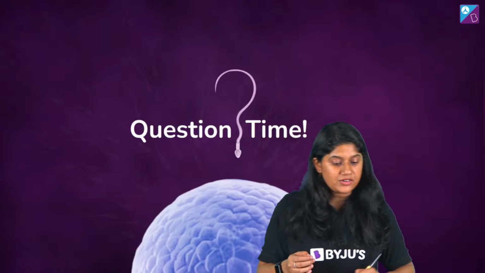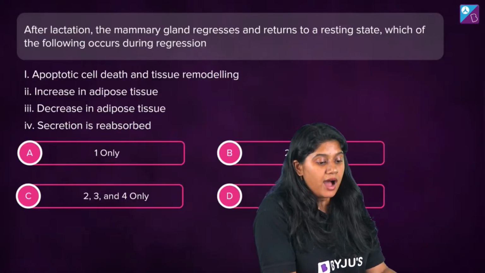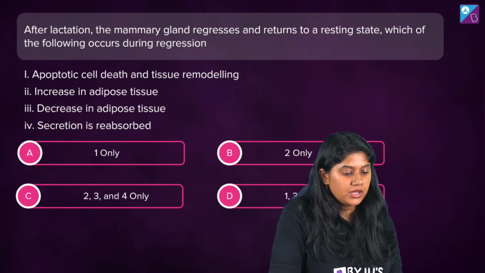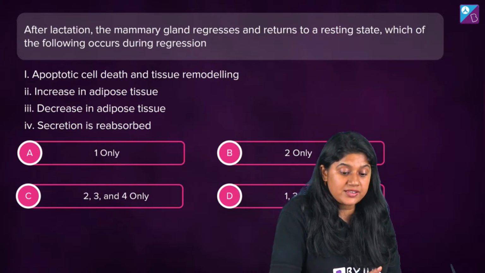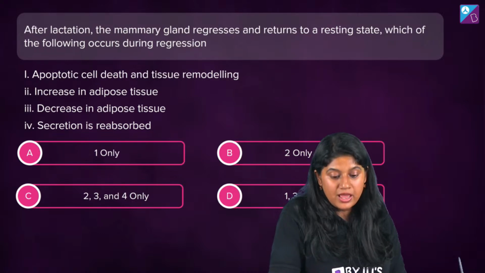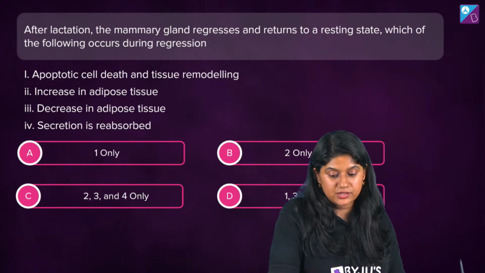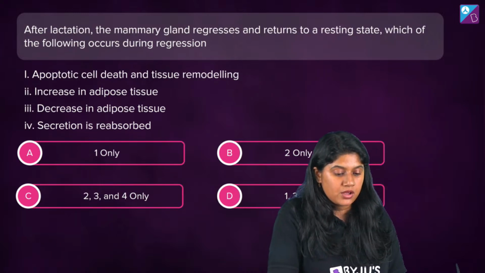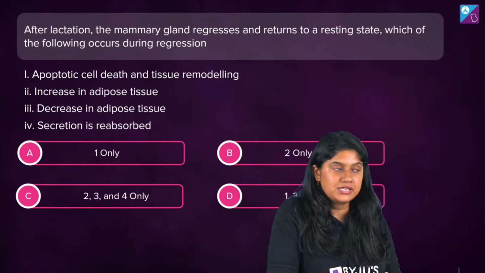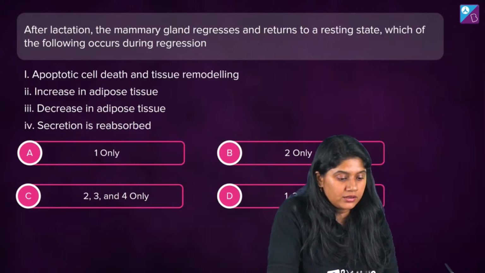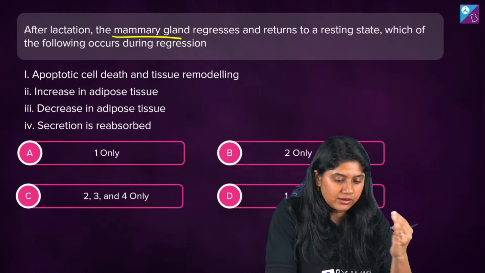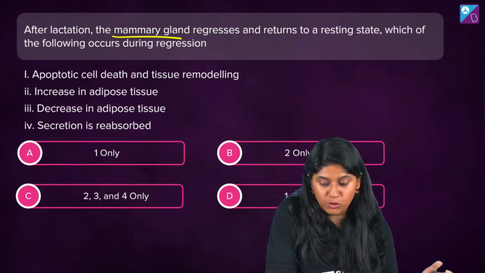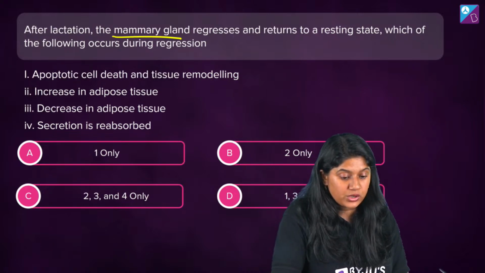Now everyone, here I have a very interesting question for you. After the lactation, the mammary glands regress and of course return to the resting state. Which of the following occurs during the regression? So once the lactation is done, the feeding is done, we will see that the mammary glands will return back to the resting state. Which of these following happens? Okay, let's read the statement.